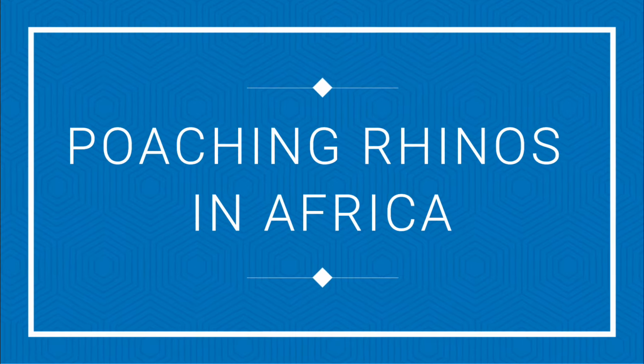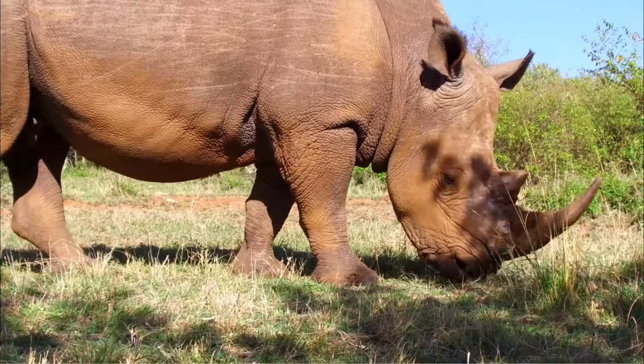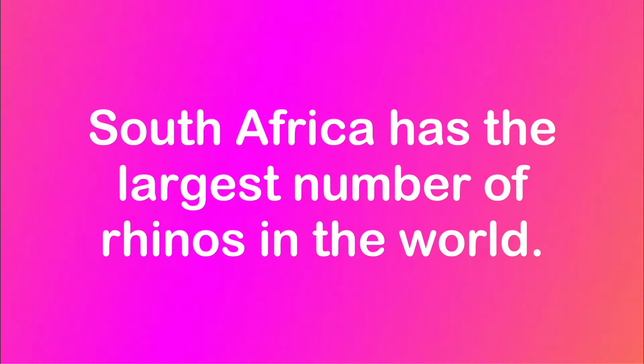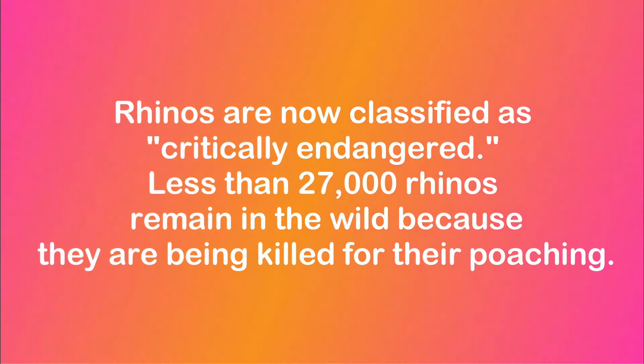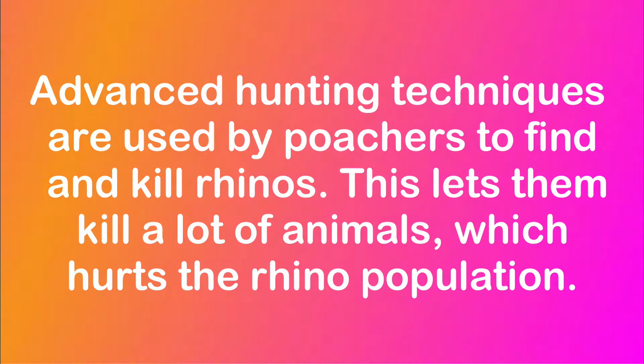Poaching rhinos in Africa. Poaching puts African rhinos at risk. These animals are mostly hunted because of their horns. South Africa has the largest number of rhinos in the world. Rhinos are now classified as critically endangered. Fewer than 27,000 rhinos remain in the wild because they are being killed by poachers. Advanced hunting techniques are used by poachers to find and kill rhinos. This lets them kill a lot of animals, which hurts the rhino population.